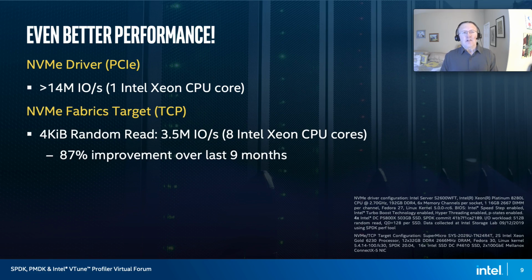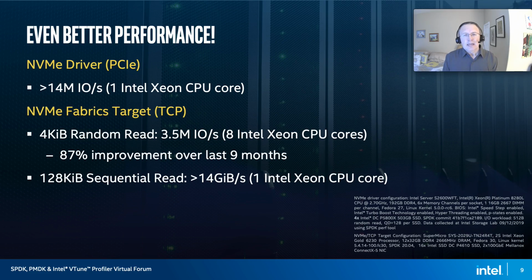And so based on this, we've been able to almost double the performance of our 4K random read high queue depth workload, up to 3.5 million IOPS on 8 Intel Xeon cores. This is huge.